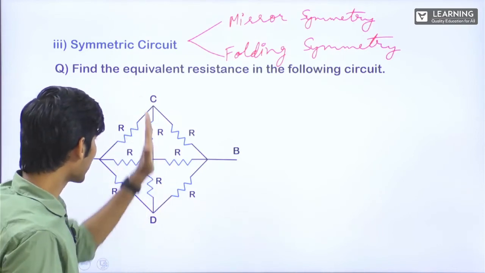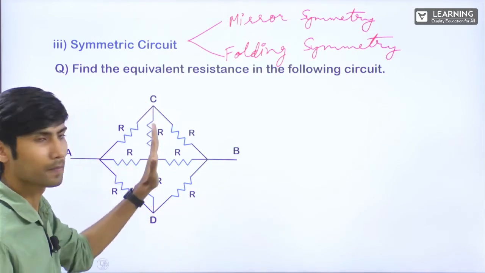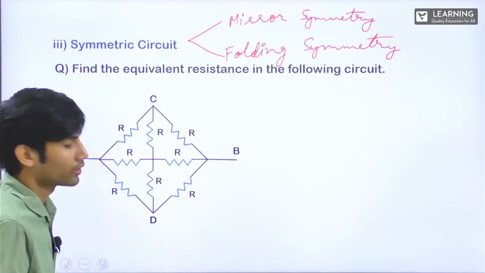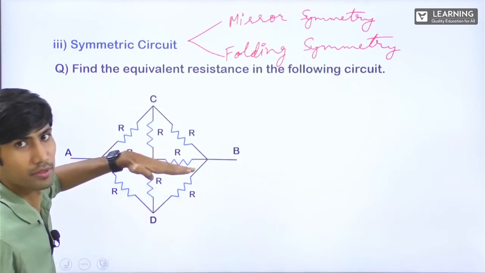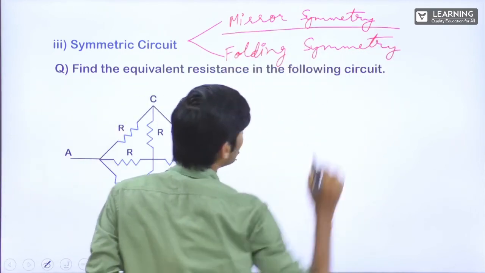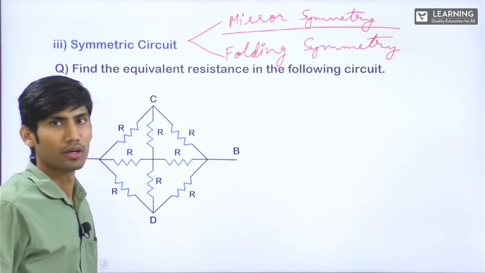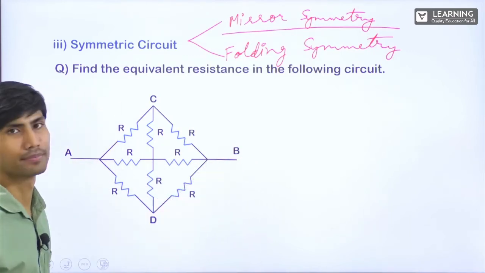See here, if I keep a mirror here, it is symmetrical about this mirror, correct? Whatever is this side, the same is this side. If I keep a mirror here, again it is symmetrical. Whatever is above, the same is below. So now, if we are going to apply mirror symmetry, we will never apply it along the line AB.